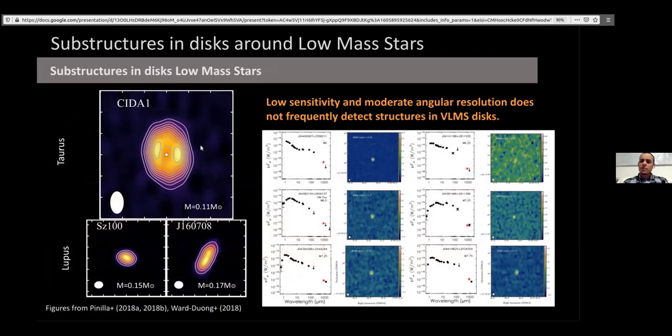But most of the observations of disks around very low mass stars look like the disks that I have here on the right. Most of them are observations with low sensitivity at low or moderate angular resolution. So these datasets are not deep enough for us to see the substructures if there is any in there.